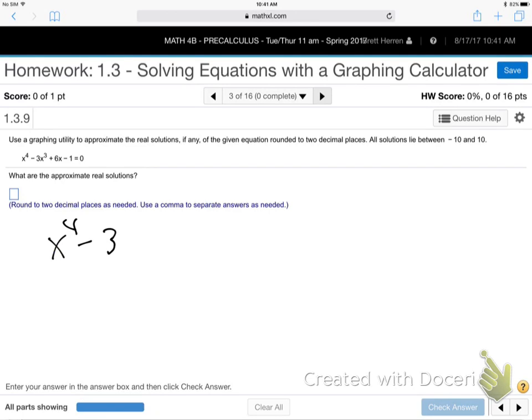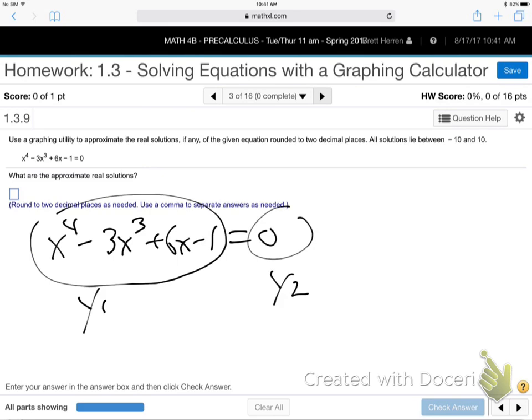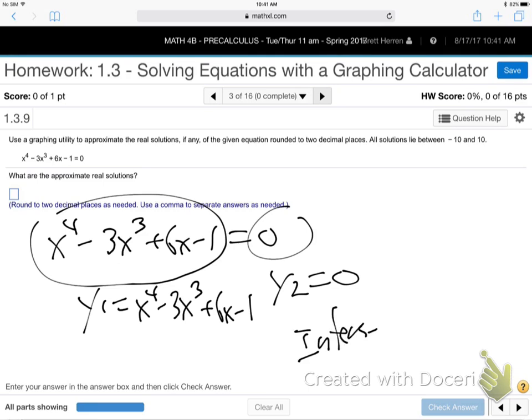So x to the 4th minus 3x cubed plus 6x minus 1. So again, I would just let y1 be that and just let y2 be 0. Just let y2 equal 0, and let y1 equal x to the 4th minus 3x cubed plus 6x minus 1, and do the intersect thing. Yeah? You can just do it that way. You can just always do the intersect thing. y1 left side, y2 right side, and then do the thing we just did with the intersect. That's easier. So that'll work fine.